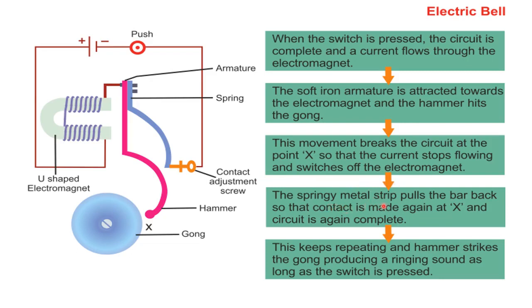The springy metal strip pulls the bar back so that contact is made again at X and the circuit is again complete. This keeps repeating and the hammer strikes the gong, producing a ringing sound as long as the switch is pressed.